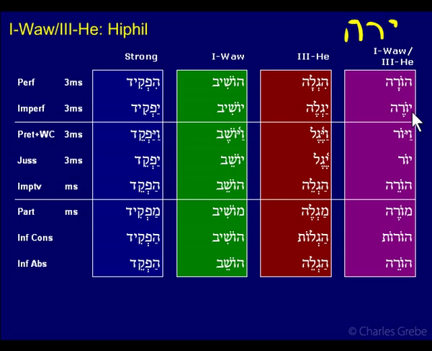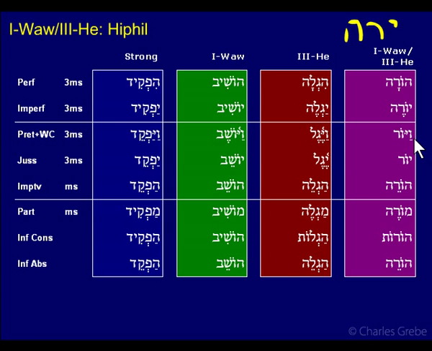In the imperfect, we have yoreh. Okay, we have our yud. We have our holem vav, just like we do here. Yoshiv. And we have our segol hey, which is characteristic of the imperfects in the 3 hey. So again, this one is a nice combination of these two.